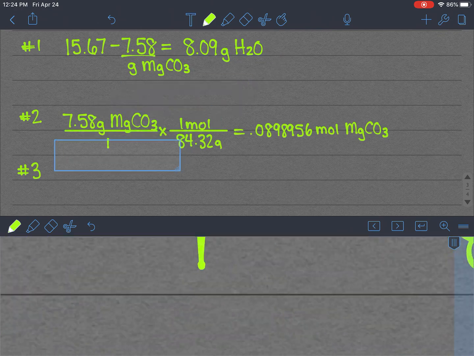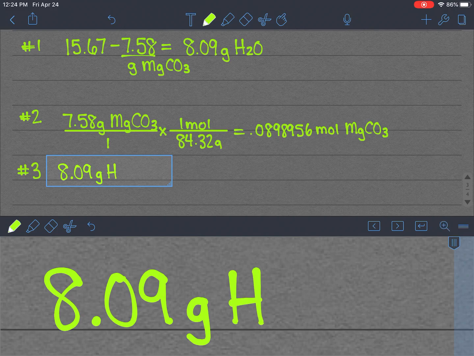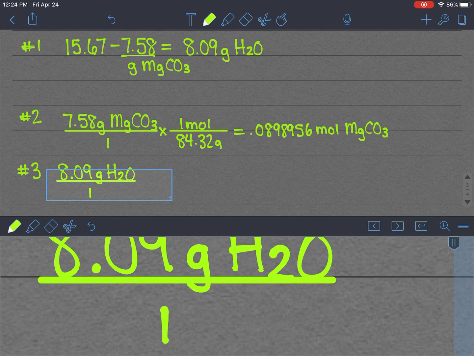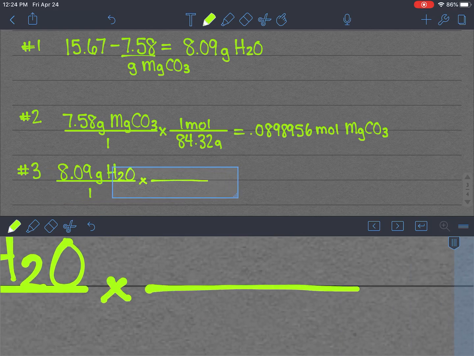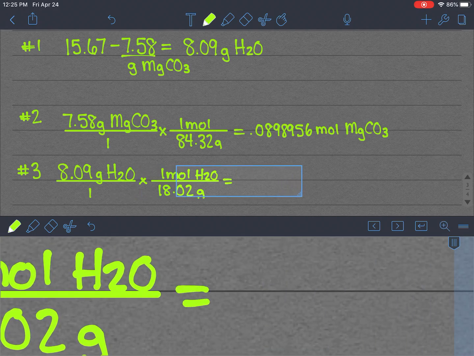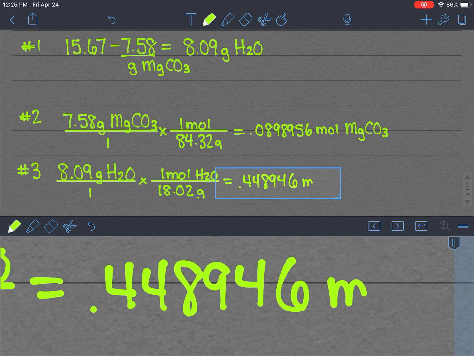So we had previously calculated 8.09 grams of water. And we know, based on lots of work already with water, that the molar mass of water is 18.02 grams. So doing that math, I get 0.44894, I'll say 6 moles of water.